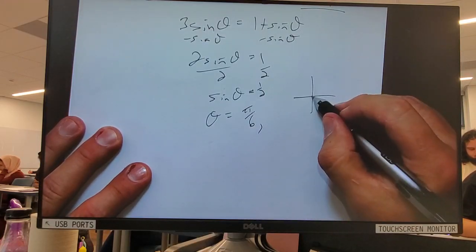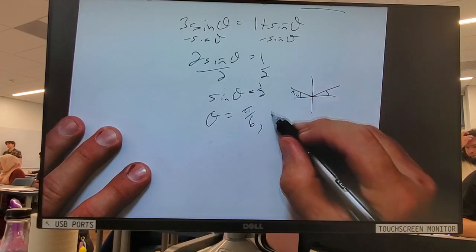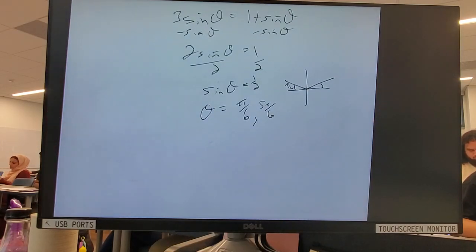It's positive, yes? So if it's in the second quadrant, yes, 5 pi over 6. No, that's all I need. I don't have to go any further. That's where those two intersect. I could rewrite them as coterminal angles by adding 2 pi, but why would I do that?